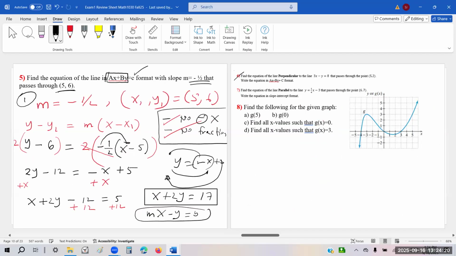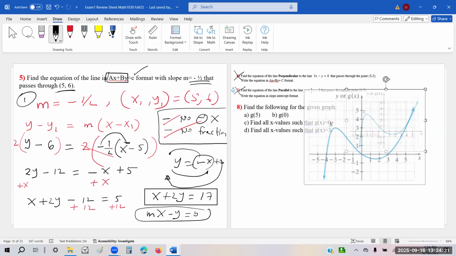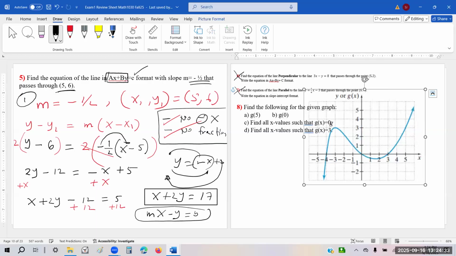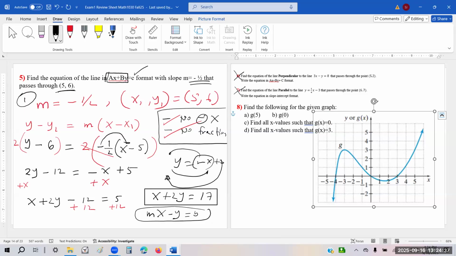I said ignore the equation of the parallel and perpendicular line, so you don't need to find them. But I'll give you a graph, and then I'll ask you 2 questions. When x is given, how do you find the y? And when y is given, how to find the x?